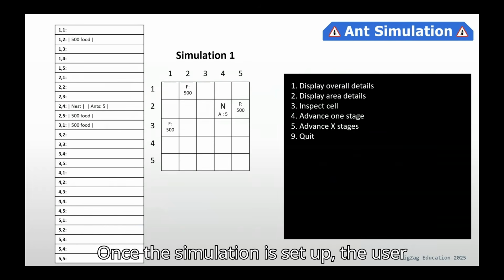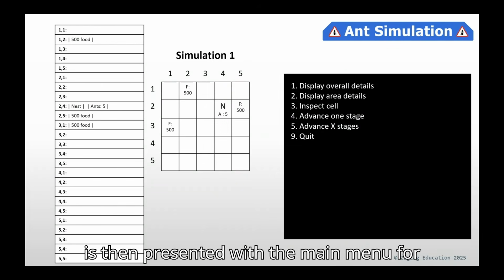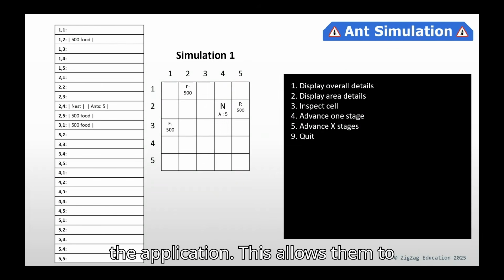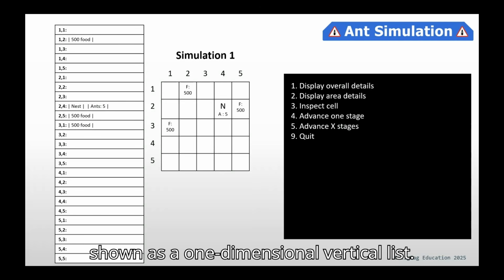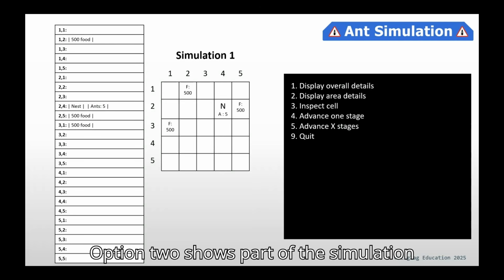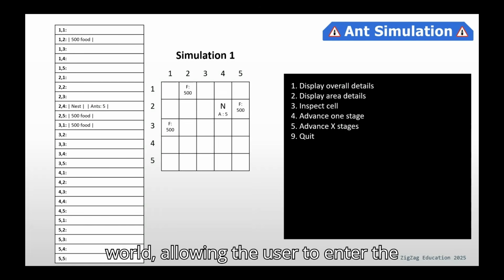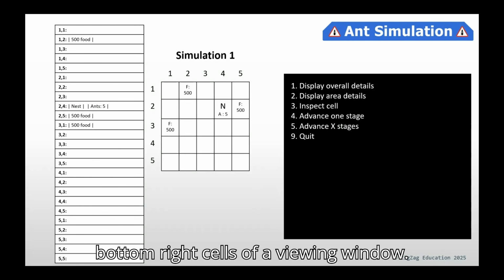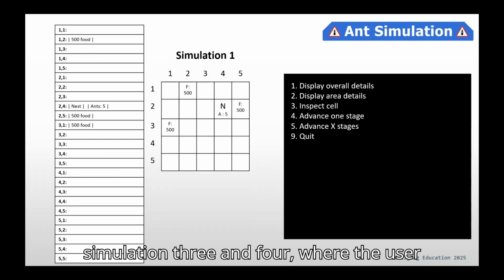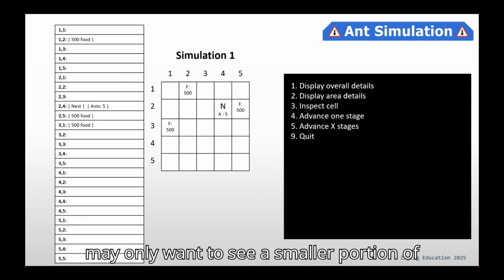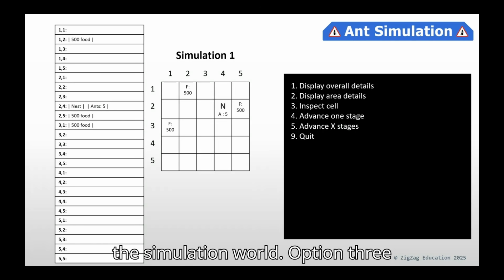Once the simulation is set up, the user is then presented with the main menu for the application. This allows them to display the overall simulation world in general terms, remembering that it is shown as a one-dimensional vertical list. Option 2 shows part of the simulation world, allowing the user to enter the grid reference for the top left and bottom right cells of a viewing window. This feature is particularly useful in Simulation 3 and 4, where the user may only want to see a smaller portion of the simulation world.